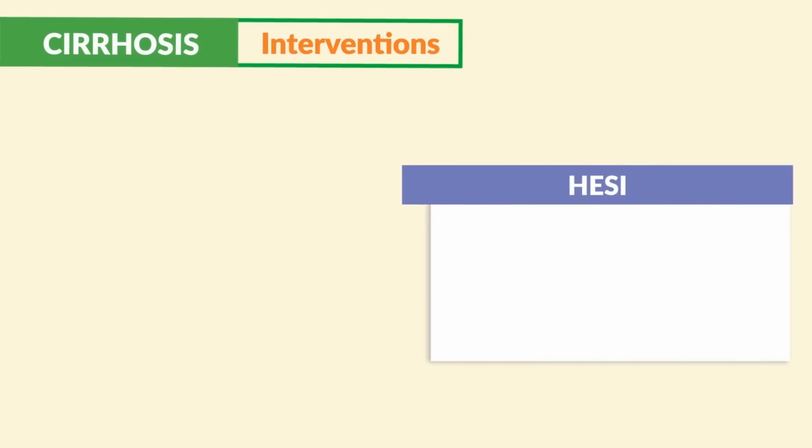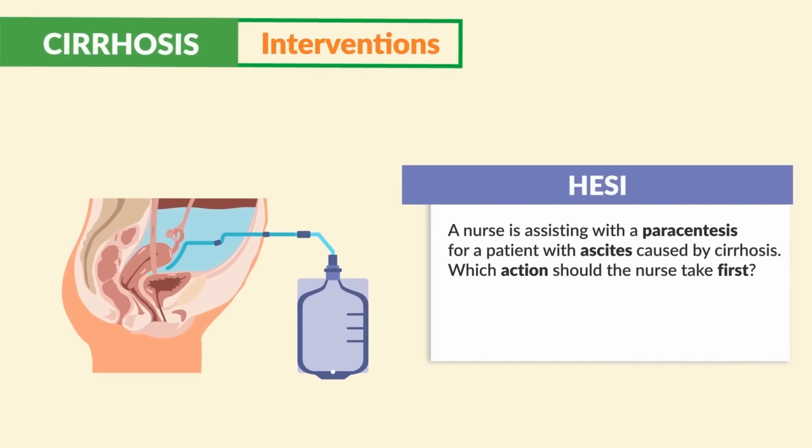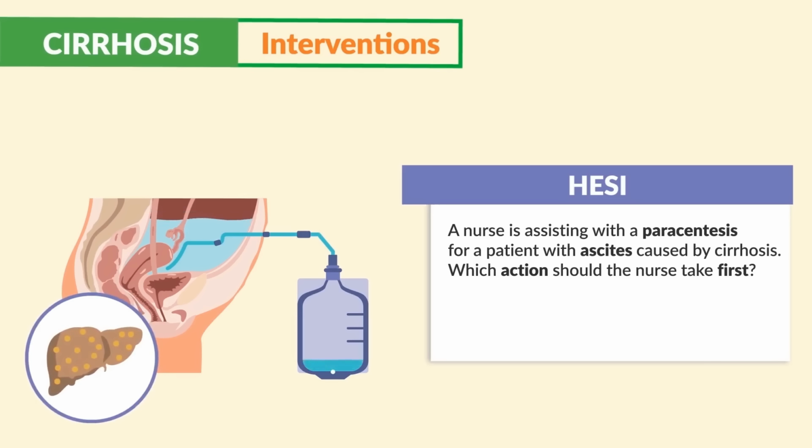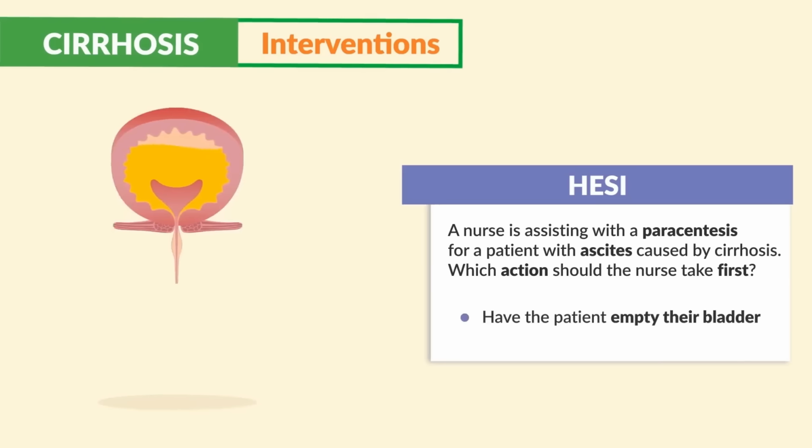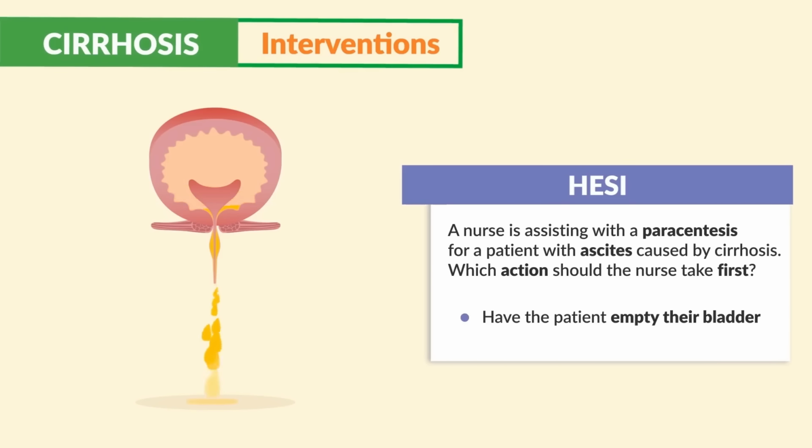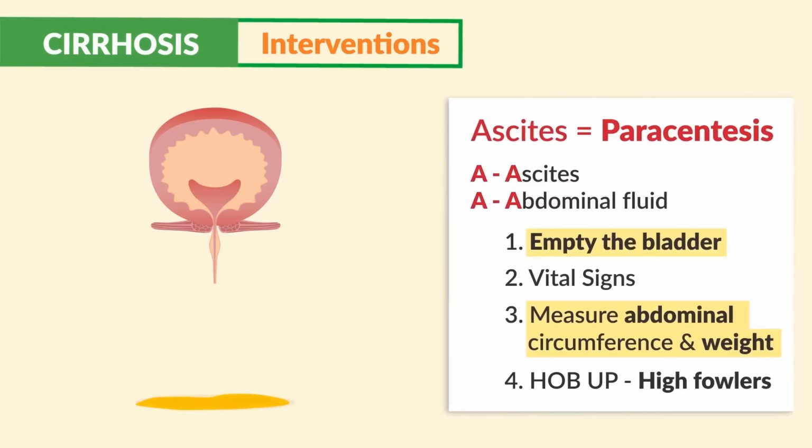So Hesi mentions, a nurse is assisting with a paracentesis for a patient with ascites caused by cirrhosis. Which action should the nurse take first? Have the patient empty their bladder. Yes, we always empty the bladder first. So make sure to write down the 4 key points before a paracentesis.